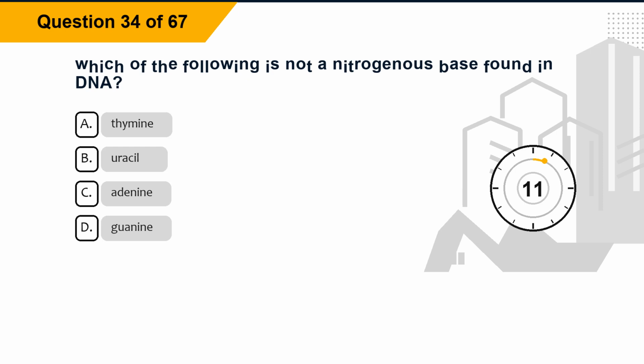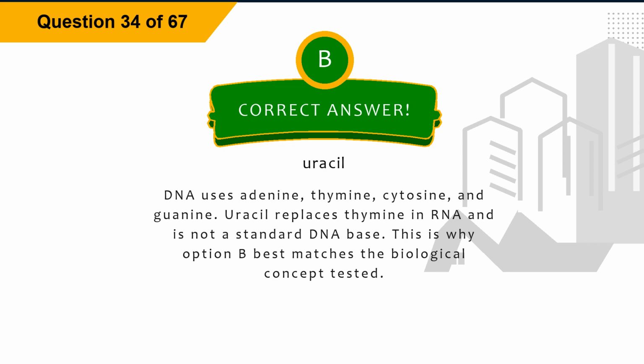Question 34. Which of the following is not a nitrogenous base found in DNA? Option A, thymine. Option B, uracil. Option C, adenine. Option D, guanine. The correct answer is option B, uracil. Explanation: DNA uses adenine, thymine, cytosine, and guanine. Uracil replaces thymine in RNA and is not a standard DNA base. This is why option B best matches the biological concept tested.